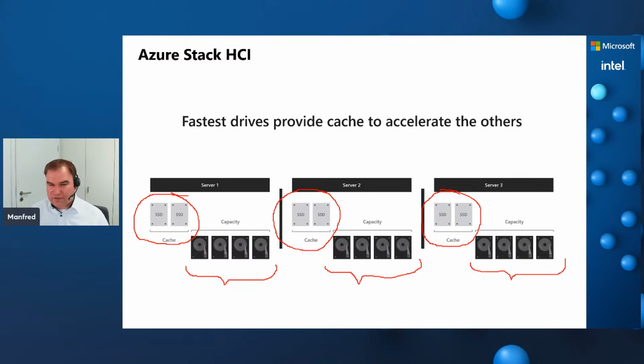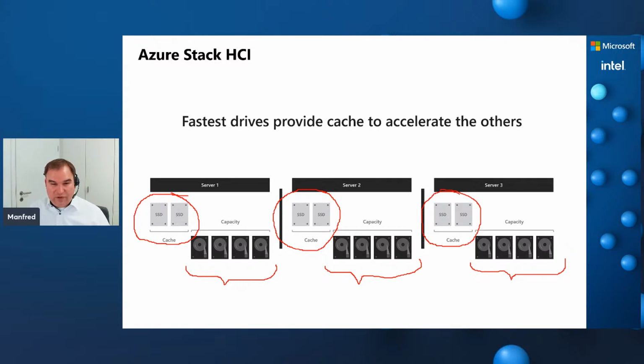We can use hard disk drives, SSDs, NVMEs, persistent memory. Azure Stack HCI automatically optimizes the usage of the drives. So here in this scenario, Azure Stack HCI decided to use the SSD drives as cache drives to optimize the throughput to the hard disk drives.